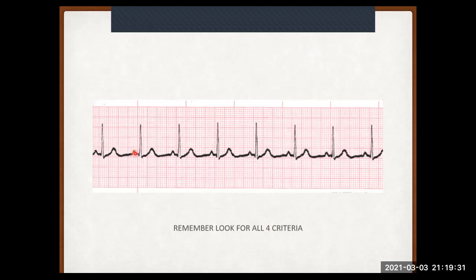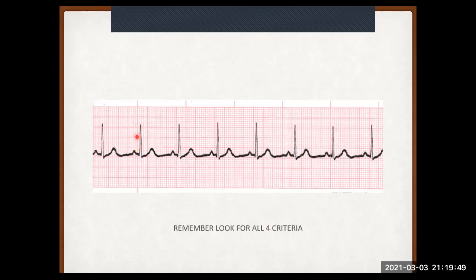We've got P waves, all right? We can see our P waves, they're quite regular. They're not too high, they're not too wide, they're not too biphasic, nothing like that. So our P waves are normal. So our atrium is functioning normally. Our PR interval is about 1, 2, 3, 3.5.